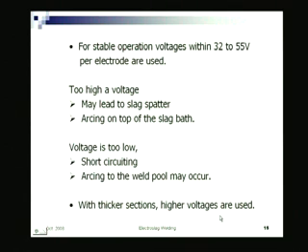Well, with thicker sections, higher voltages are used. That does not mean it is too high. We have given a range, 32 to 55. It means when you weld on the thinner side, you use less voltage. When you go for higher thickness, you go for higher voltage. But if you weld 400 millimeter thick plates, possibly much higher voltages will be needed. That we are not talking about here.